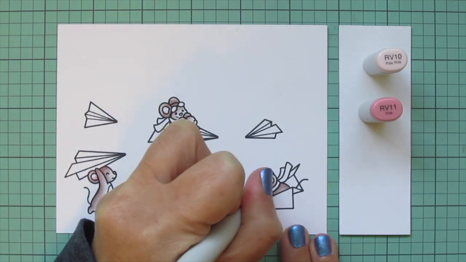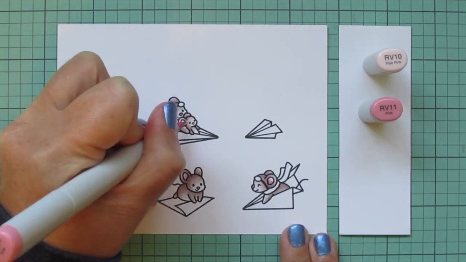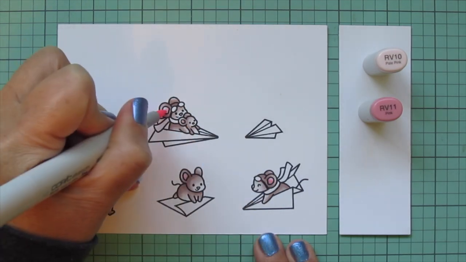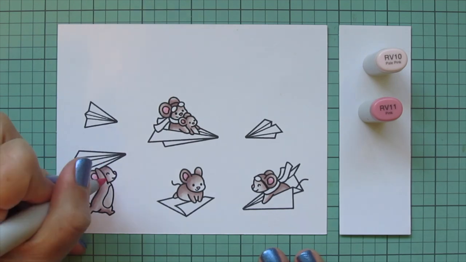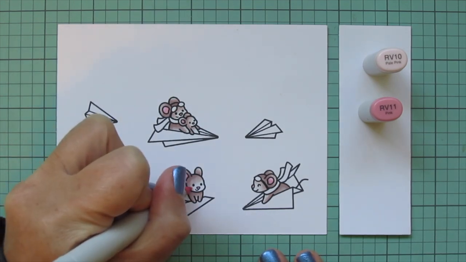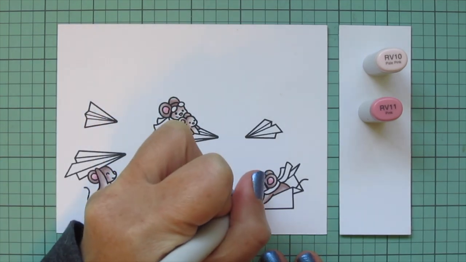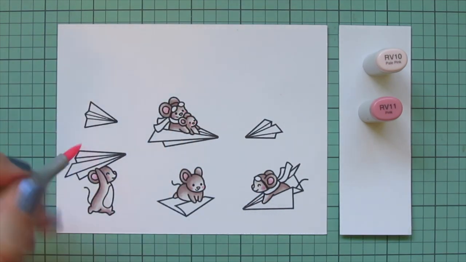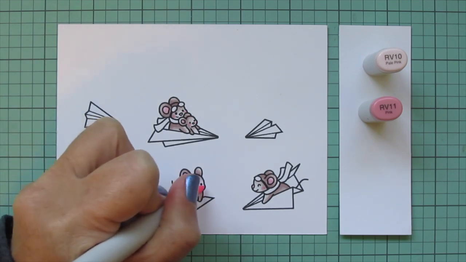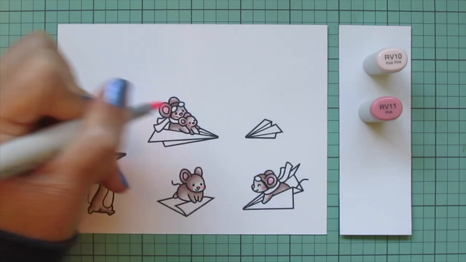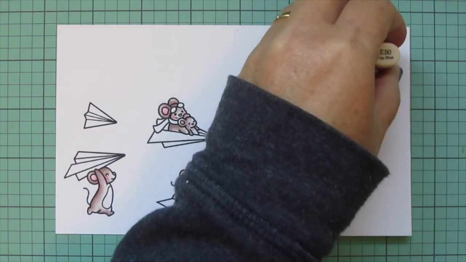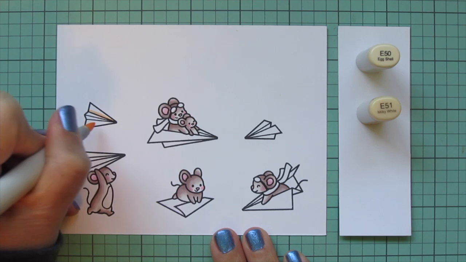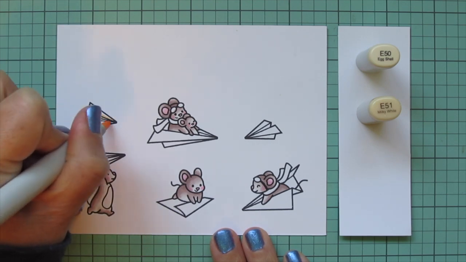And then I'm going to color in all of the noses and the ears using RV10 and RV11, just the RV11 for the noses. And then I did give everybody some rosy cheeks with both of those shades. I just used the RV11 first and then blended out the edge with the RV10 just to make them look extra cheerful.